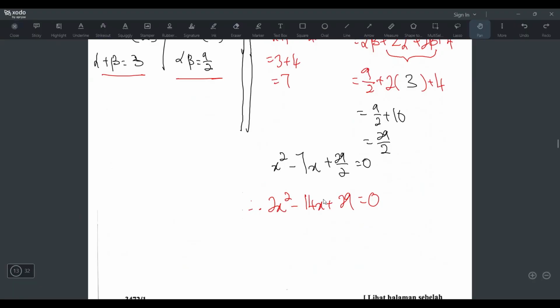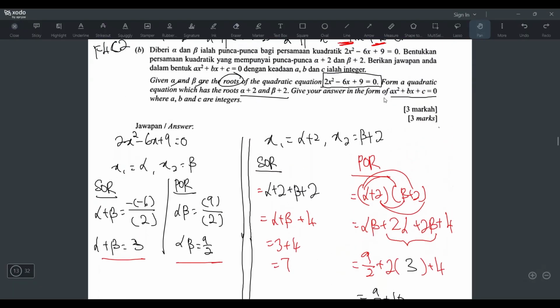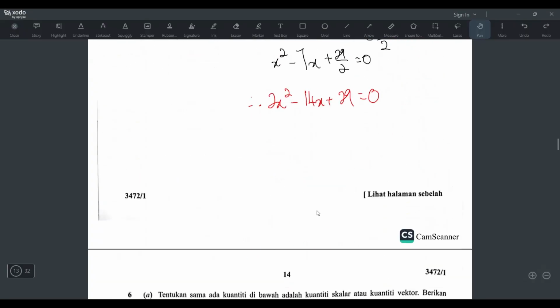Yeah, A is 2, B is negative 14, C is 29. But they never say to find A, B, C, right? They just write give your answer in this form. So it's good enough. You can just stop here and you will get full marks. Okay, that's all.